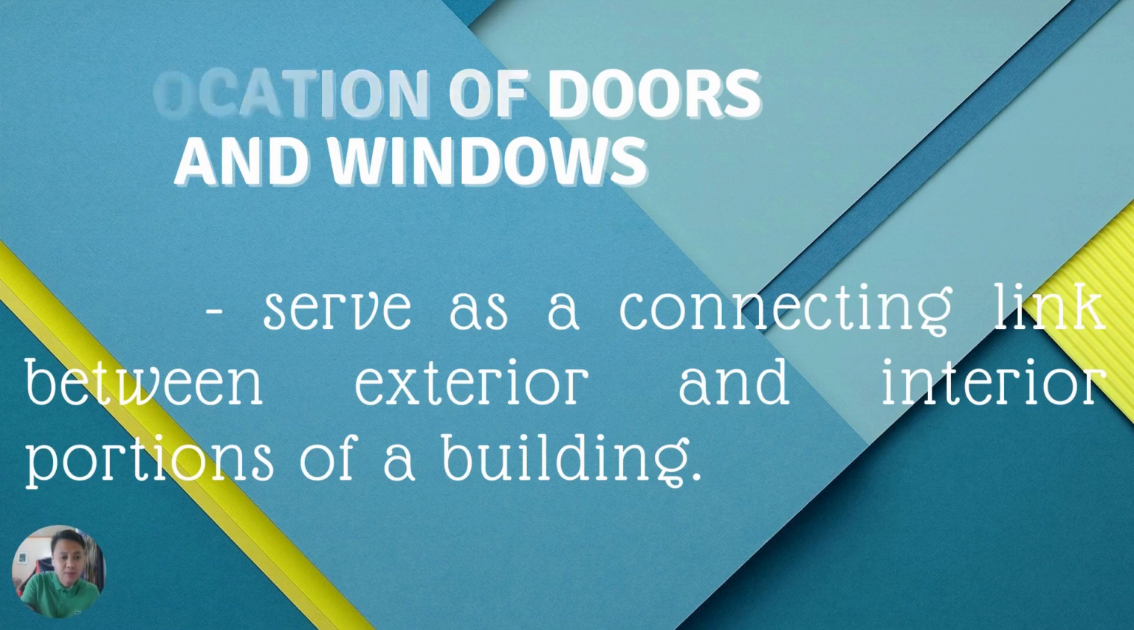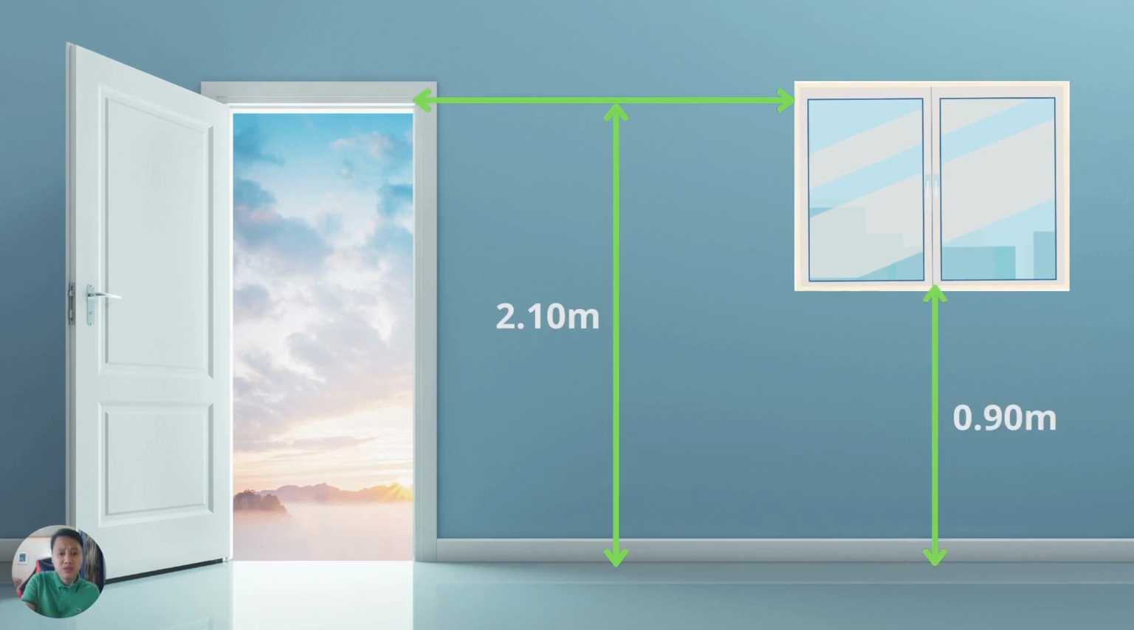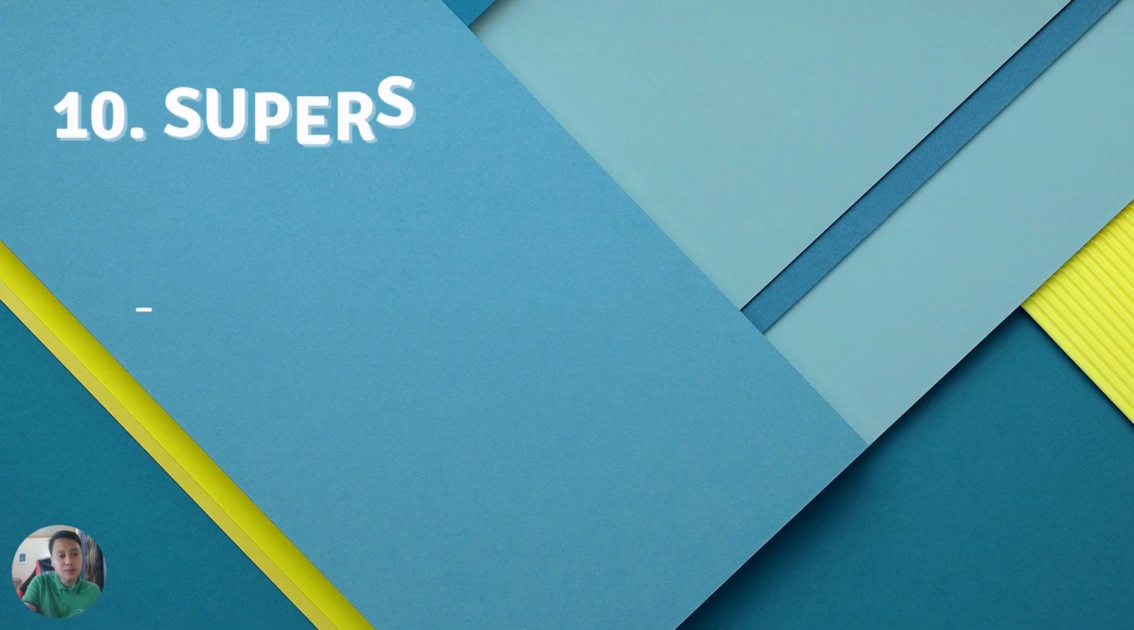ng ating bahay, no? So the highest opening of doors and windows should ideally be situated 2.1 meters from the finished floor line, no? While the windows are about 90 centimeters from the finished floor line. So dapat pantay sila para maganda yung tingnan yung architectural design.